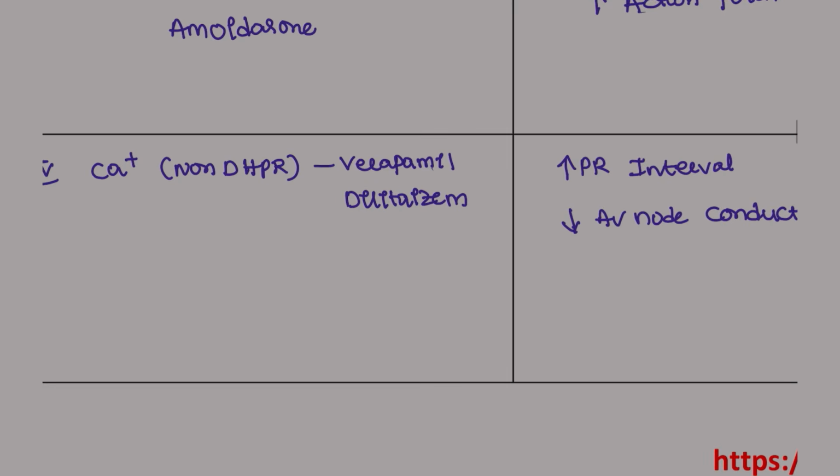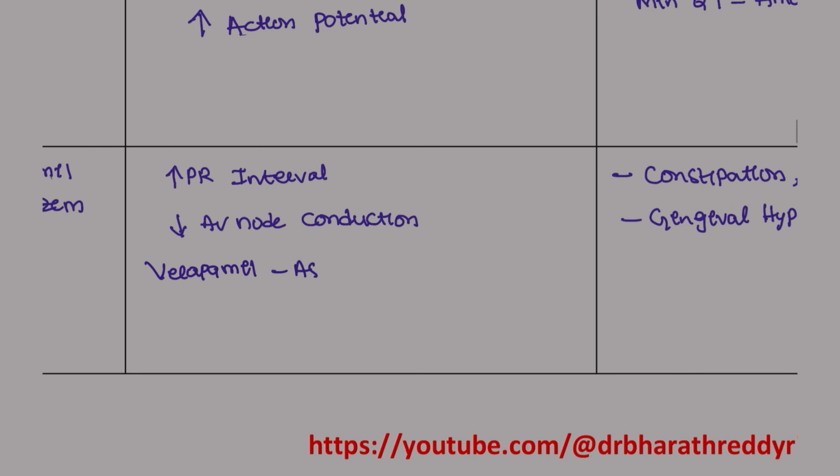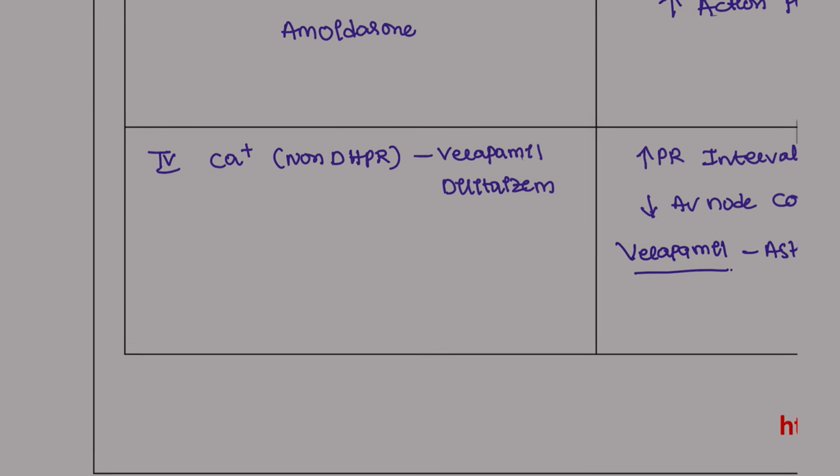Why is verapamil best? Because verapamil can be given to patients who have asthma. So in asthma patients I can give it if they present with PSVT or AFib or any heart rate condition. If they are associated with asthma, I can safely give verapamil to this patient.